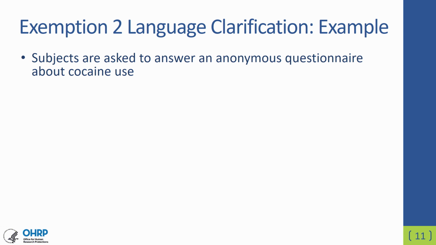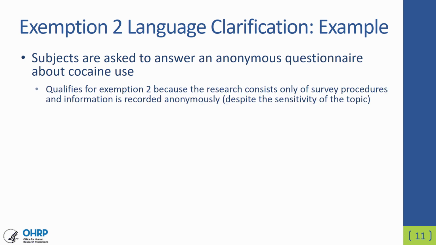In a research study, subjects are asked to answer an anonymous questionnaire about cocaine use. This qualifies for Exemption 2 because the research consists only of a survey procedure, and the information is being recorded anonymously, despite how sensitive it may be.